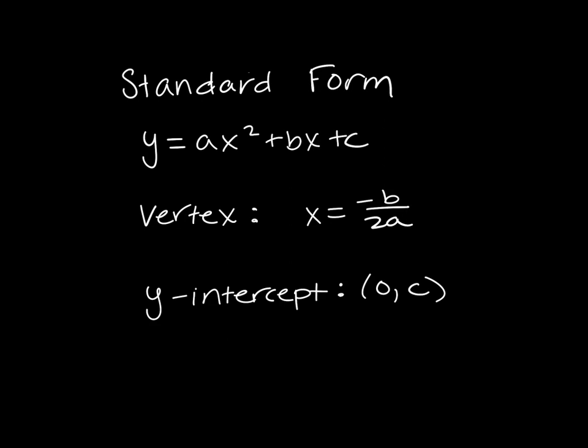The other key piece of information, and it's the easiest piece of information to find in standard form, is your y-intercept, because if you were to plug in 0 for x, that would cancel out this term, and 0 times b would also be 0, and so that would leave you with c, which is your y-intercept. So in standard form, c is your y-intercept because plugging in 0 cancels out all your other terms.